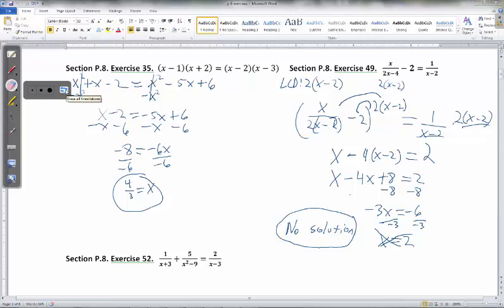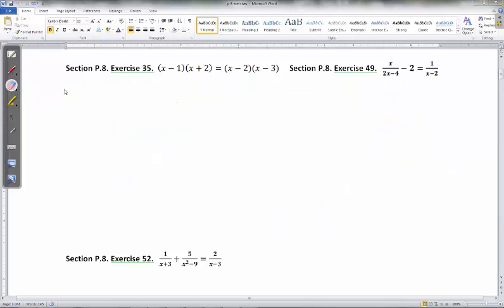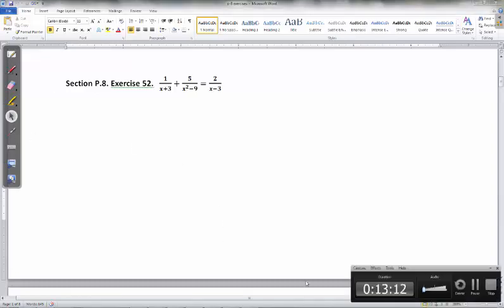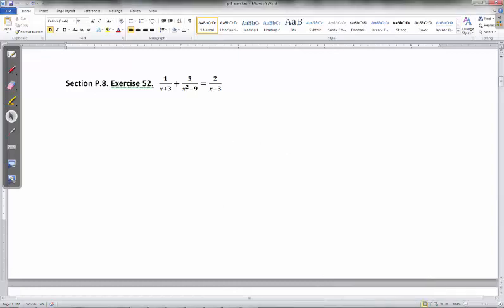Not all rational equations have that problem. I believe 52, the next one we're going to look at, we come up with just one solution. Looking at it here, we want to clear the fractions, so to do that, first off, we have to know what they're all factored out to be.